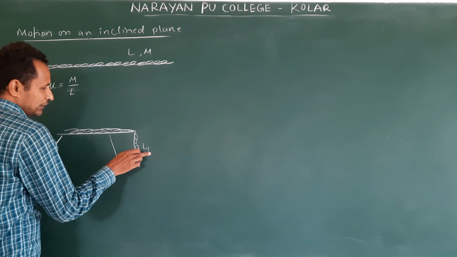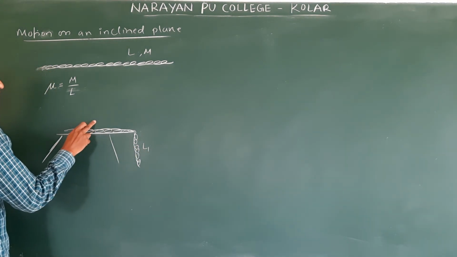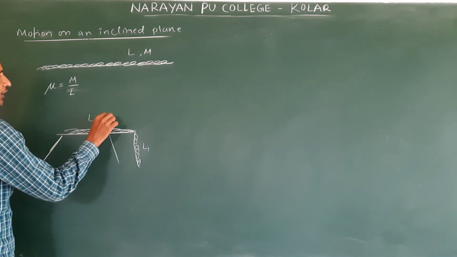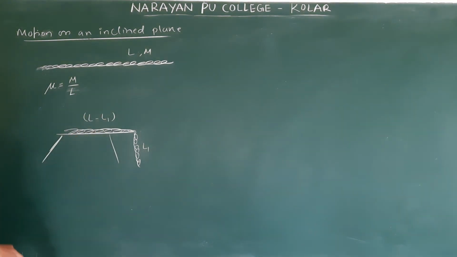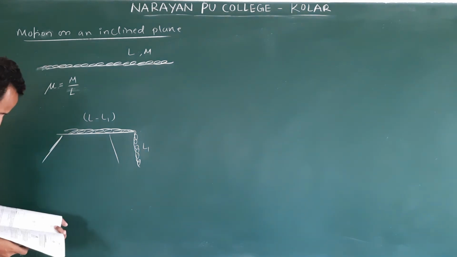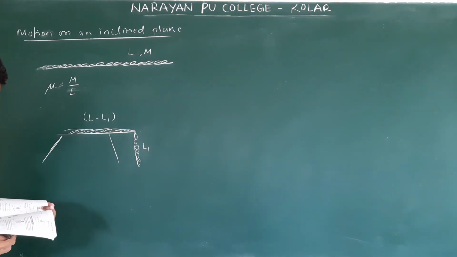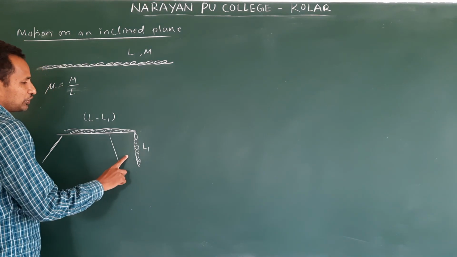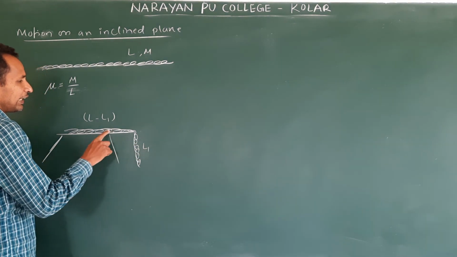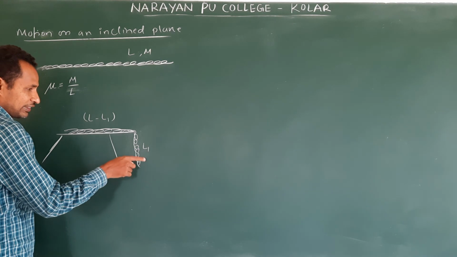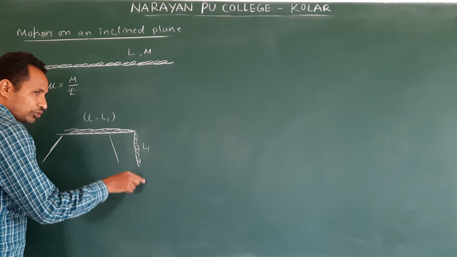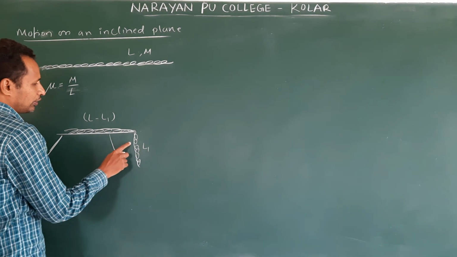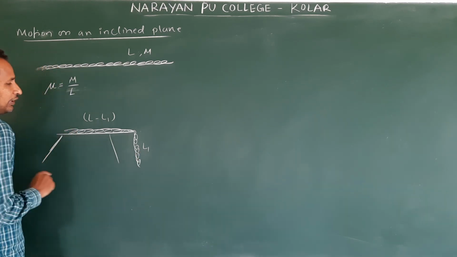Now, when L1 is hanging, the remaining length is on the table, that is L minus L1. So what they are asking: find the minimum length L1 of the chain which can hang from the edge of the table without the chain sliding down. This is the minimum length so that it cannot slide down. If we increase this chain length, it moves down.